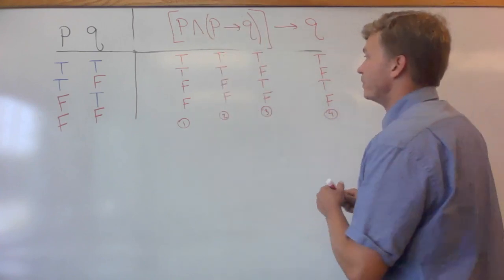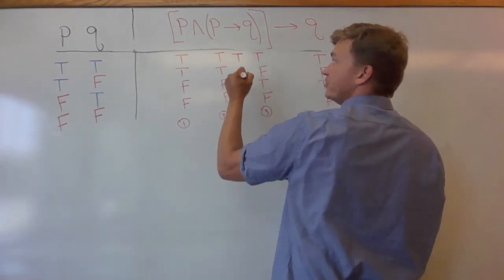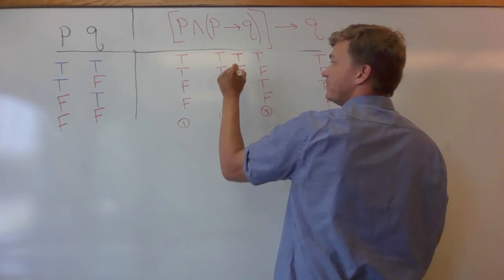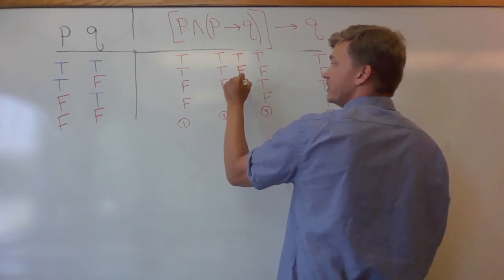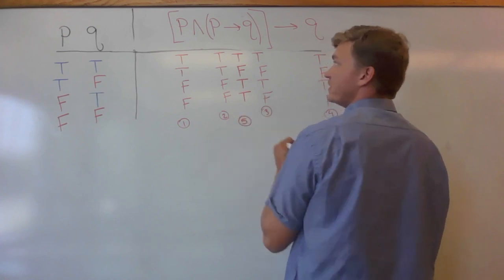P implies Q. Well, true, true, right? True implies true. That's true. True implies false is false. False implies true is true. False implies false is true. So there is our fifth column.